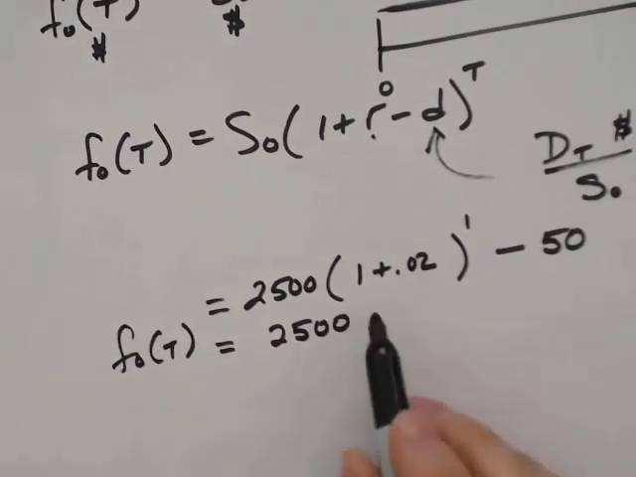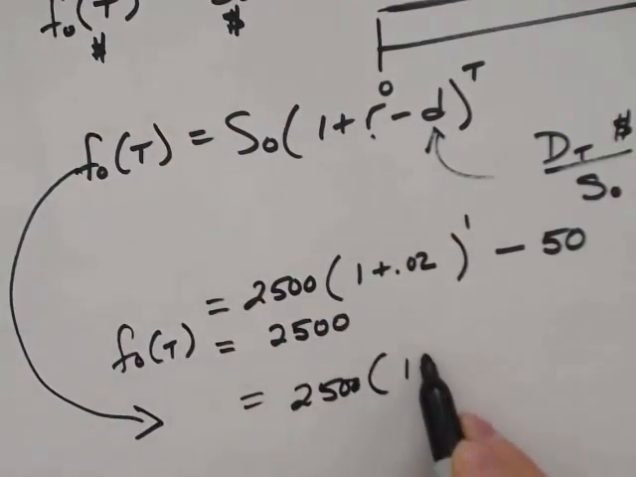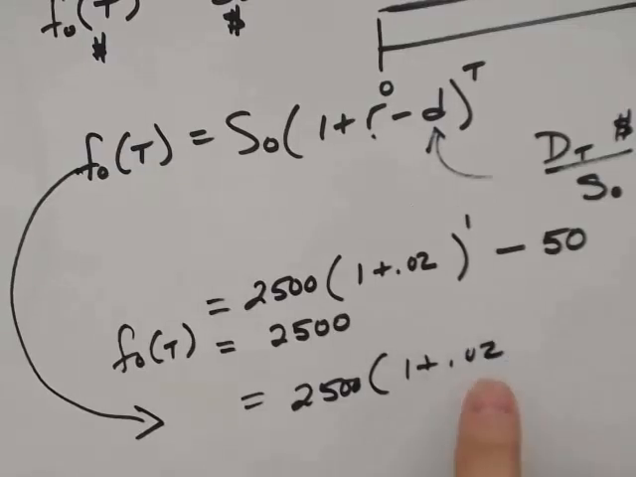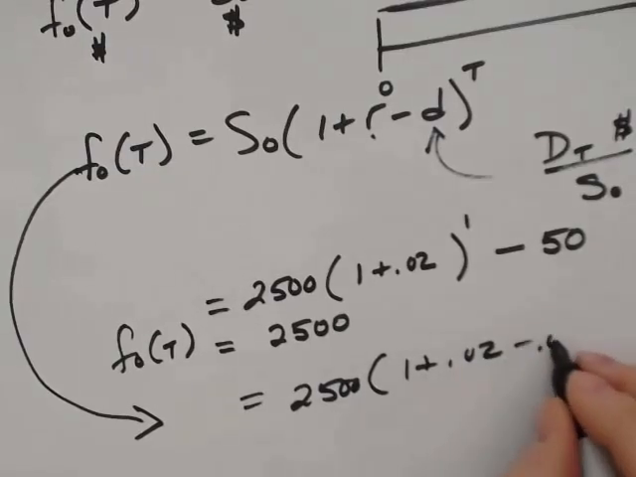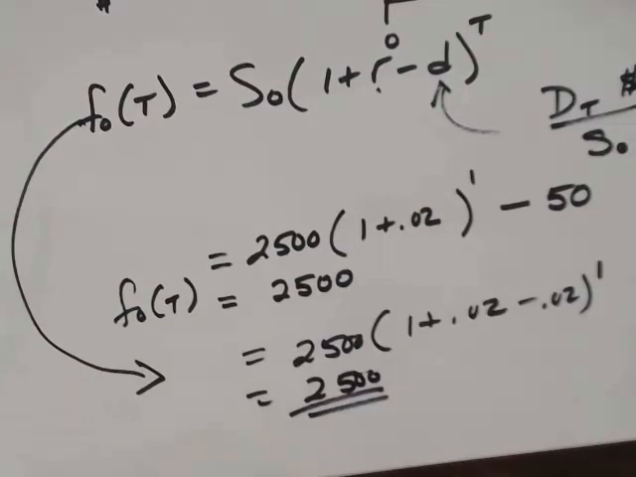And we could rewrite this in terms of this formula with the dividend yield, and this would be 2,500 times 1 plus the 2% R minus the dividend yield for 1 year, and we get 2,500 again, also just in a percent form.